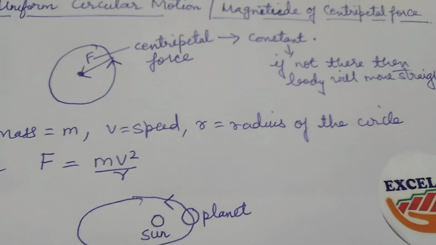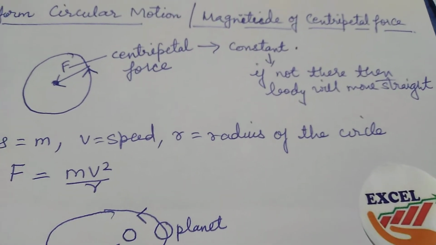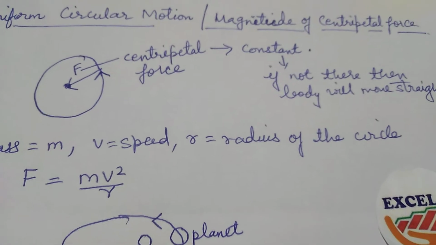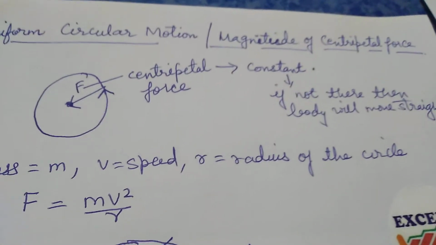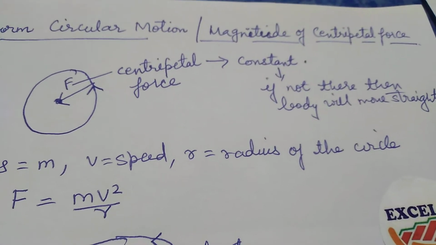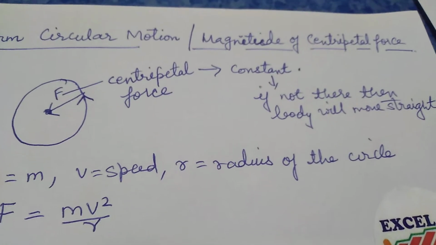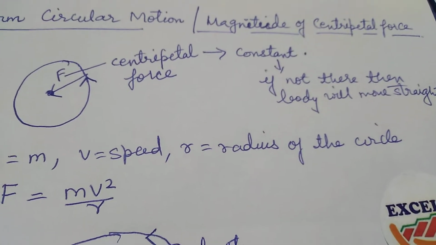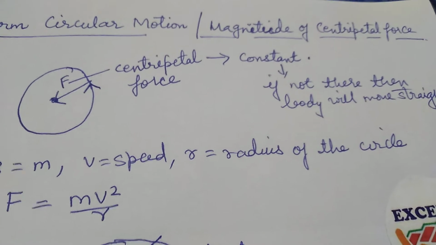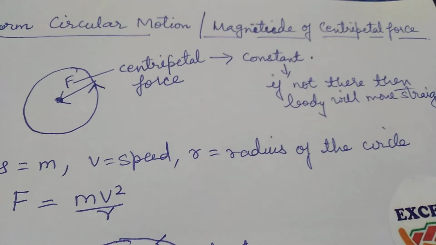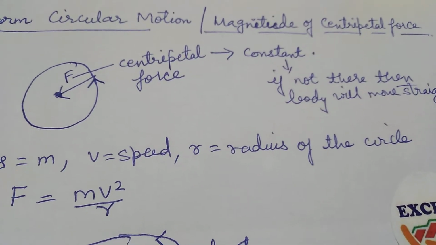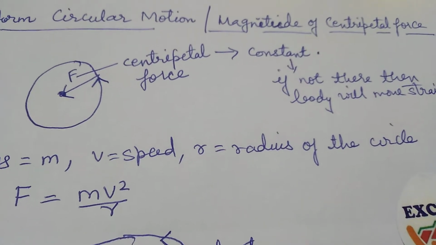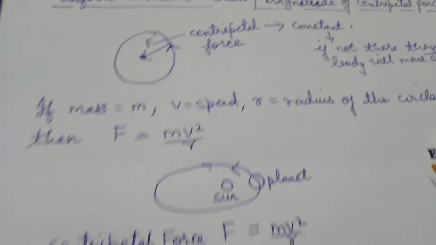If it is not going to act, then what will happen? The body will go along a straight line. Now we have to find out the magnitude of the centripetal force. What do you mean by magnitude? When I say the length of the cloth is 10 meters, then 10 is the magnitude. That is the numerical value. So how do we find out how much the centripetal force is?